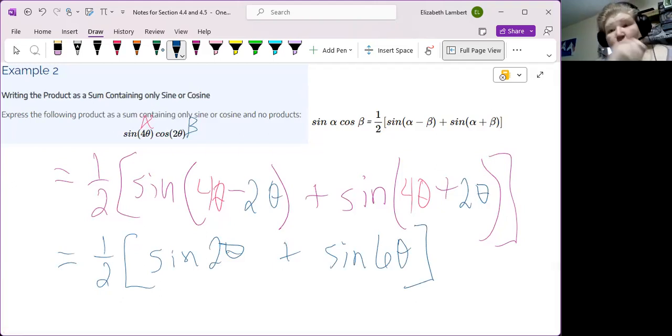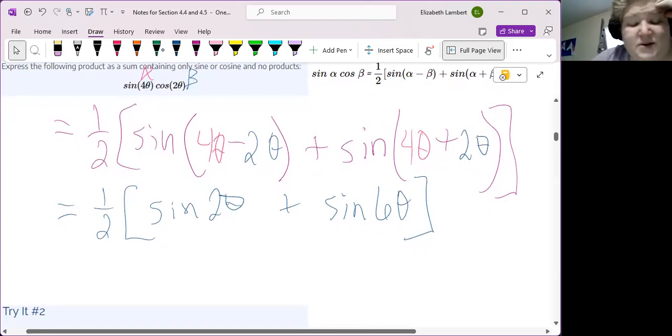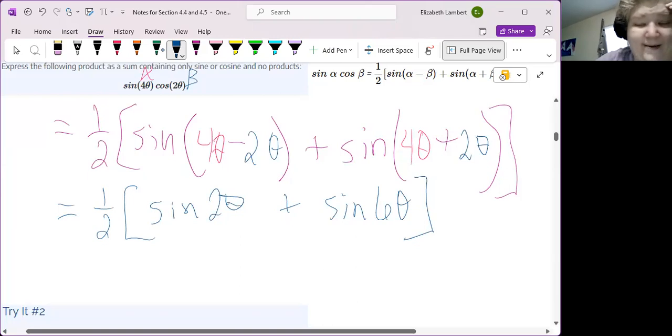Trig functions, there's no way for that 1/2 to go inside and simplify. Type it like that. You could also type it sine 2 theta plus sine 6 theta all over 2. So if you just wanted to type one giant fraction, you could, but meh. But it doesn't simplify anymore. This is literally plug in the numbers, type what you got. Just do the little add or subtract inside. That's it.